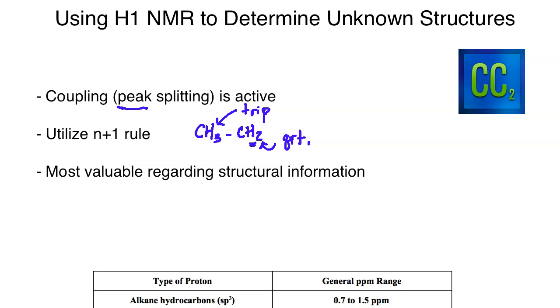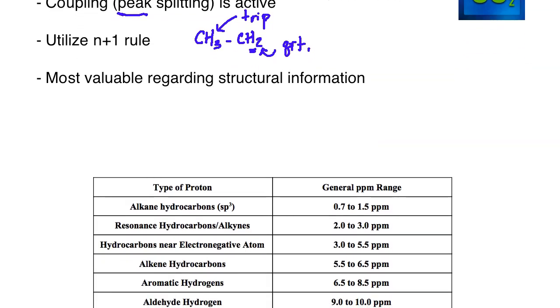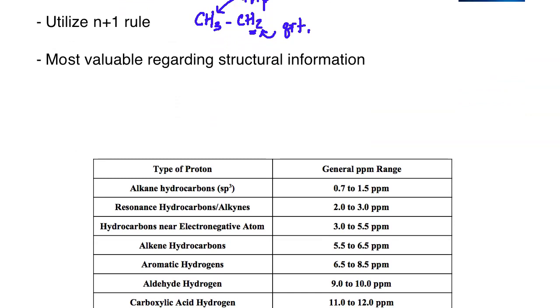Now, this is the most valuable technique in terms of structural information, because as you can see from what we just did, the methyl group and the CH2 group give information about what they're next to based on their coupling and splitting patterns. HNMR is probably the most valuable of all the spectra because, provided you have coupling on, you are able to determine a lot about the arrangement of the protons. It gives you a lot of information regarding the hydrocarbon skeleton of whatever compound you're looking at.